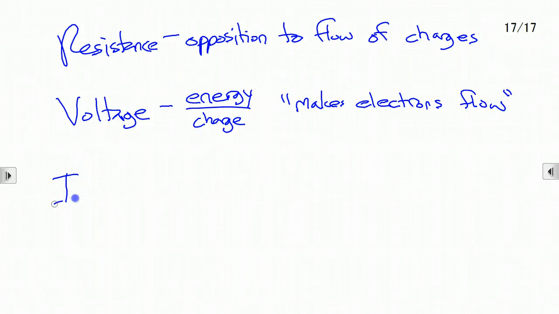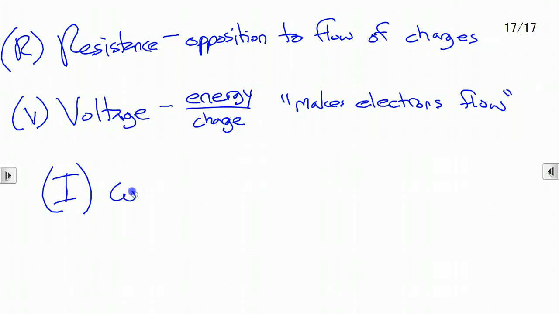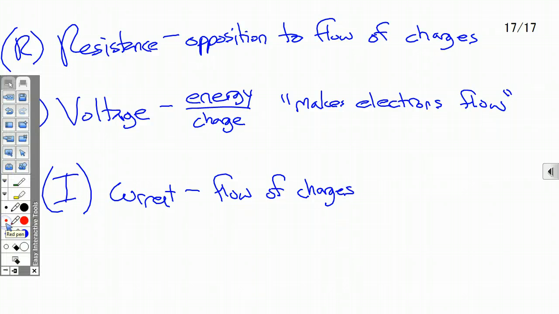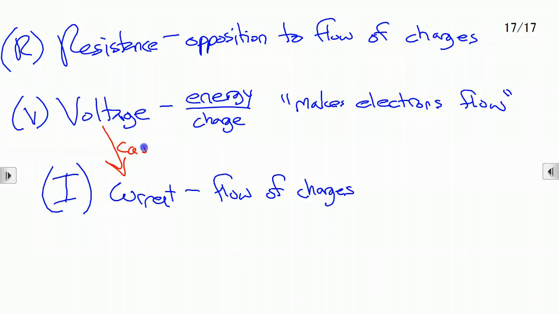The current, I. This is V, this is R. Current, think like impetus, which it used to be in Latin. Literally the flow of charges. How many charges are going by per second? Flow of charges. So, this voltage causes current. The charges are not going to flow if you don't have that voltage.